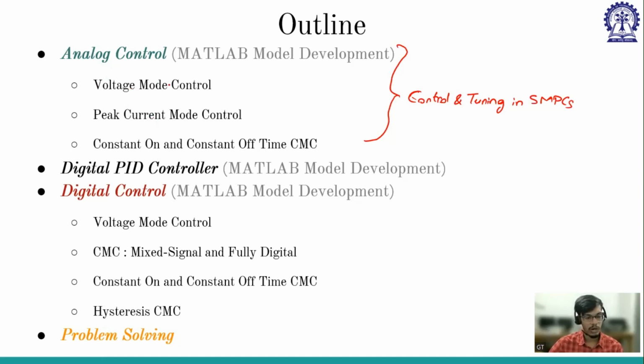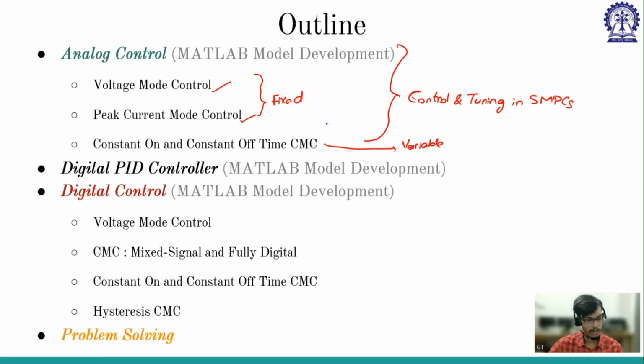So in the analog control, I'll be considering these three. First, I'll be considering voltage mode control, and then I'll consider peak current mode control. Again, these two are fixed frequency. And this is analog. There is no question of sampling because it is analog. It is neither uniform nor event-based. We don't need any sampling. It is continuously driven. That's why it is analog. And this is variable frequency.